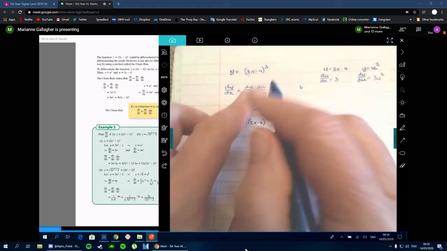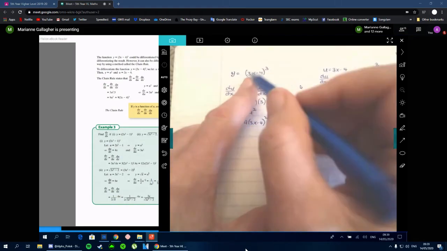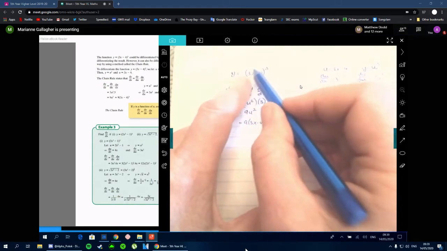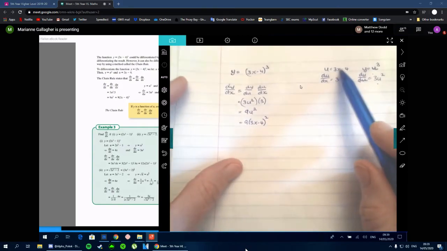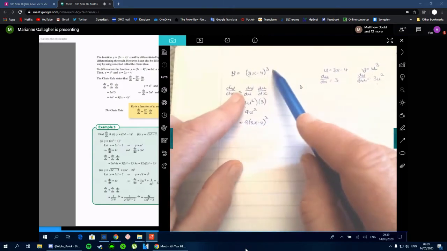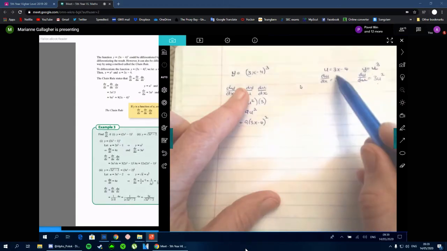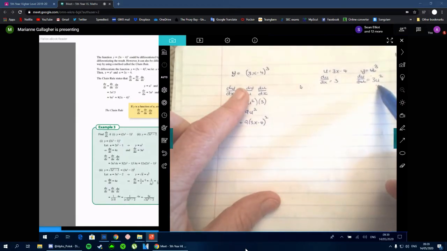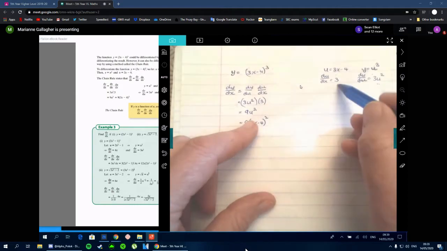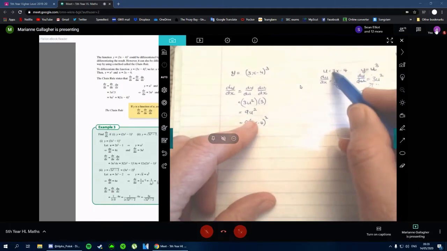Okay, so the thing with these is, again, we go over to the right, we put whatever's in brackets as the first function, u, and then y will be that cubed, or whatever's going on there. And then you differentiate u with respect to x, y with respect to u, and then you multiply. So all you're doing then is multiplying these two, and then you sub back in for u.